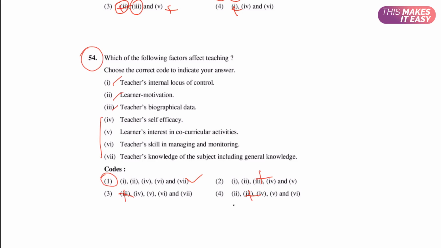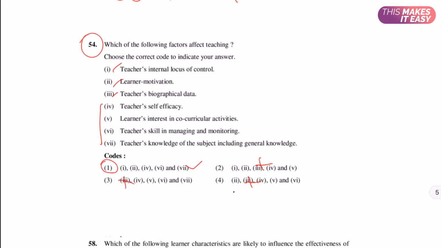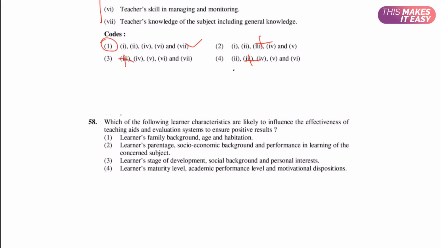So if you have this kind of idea and conceptual clarity regarding teaching aptitude, you will take very little time to answer the questions related to teaching aptitude. This is another question from the same paper. Which of the following learner characteristics, note this is the characteristics of learner, are likely to influence the effectiveness of teaching aids and evaluation systems to ensure positive results? Similar questions have been repeated before, please note that.